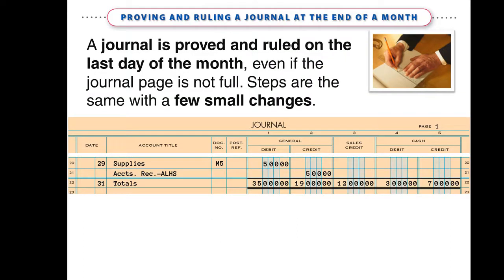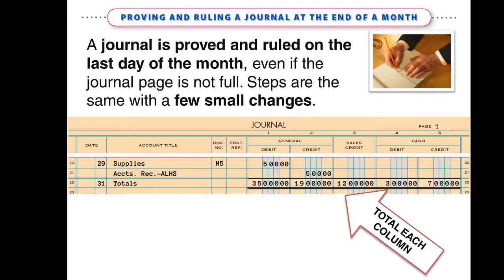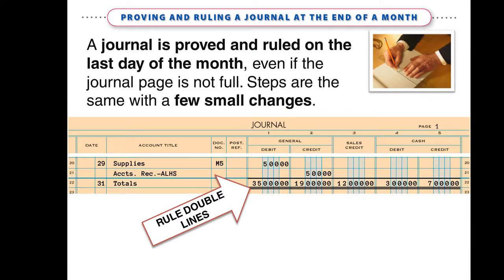Even if your journal is not full, it must be proved and ruled on the last day of each month. We follow the same process, except account title should say totals and post-ref is not checked. Otherwise, the process is identical to proving and ruling when the page is full.